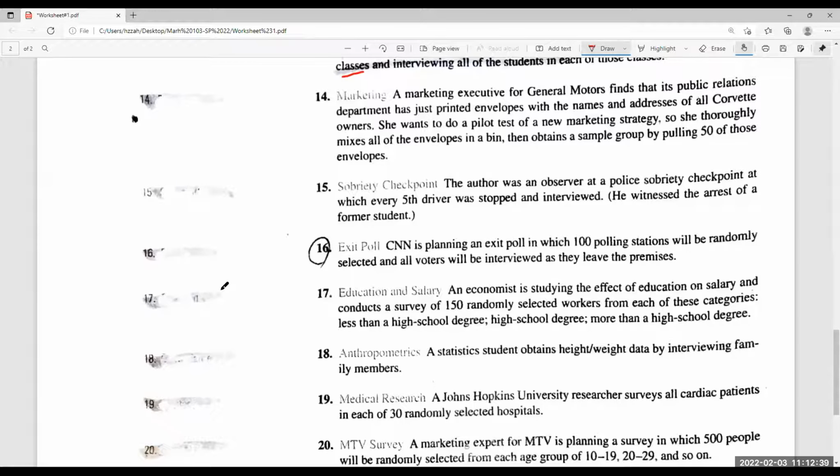Yes, that's it. They just pick 100 and interview everybody in those. So it's clustering, because there are more than 100. Why is it not stratified? Because there are more than 100 polling stations. I agree. There might be 1,000 and we selected 100 of them, and now I'm going to interview all the people within those 100.